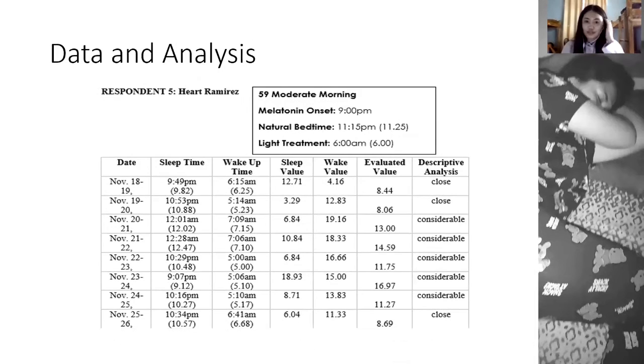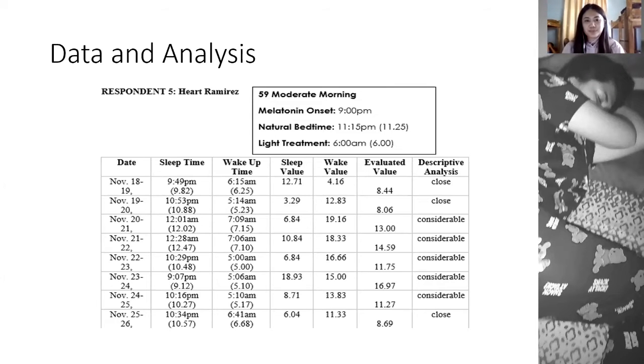So let's take, for example, my results. I am a moderate morning type since I got the score 59. My melatonin onset occurs at 9 p.m., natural bedtime is 11:15 p.m., and light treatment is 6 a.m. So let's look at the first one, November 18 to 19. I slept at 9:49 p.m.